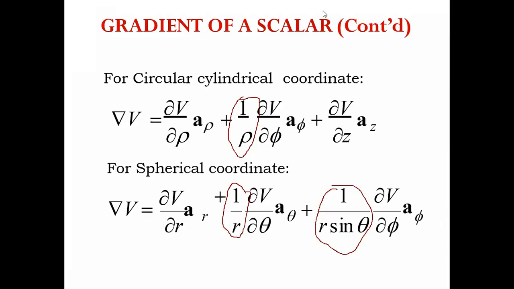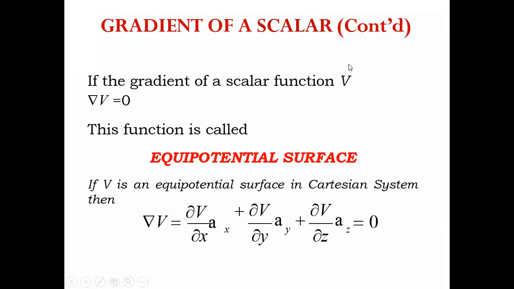Now we come to the space derivative of vectors. There are two operators for the space derivative of vectors: one is the divergence, another is the curl. Do you have any idea about the divergence of a vector?